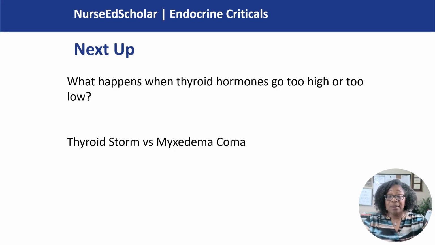So now, hopefully, you understand Addison's disease and Cushing syndrome. The next question is going to be, what happens when the thyroid hormone goes too high or too low? So in the next video, I'm going to be breaking down thyroid storm and myxedema coma. And so please go watch it, so all of it connects.